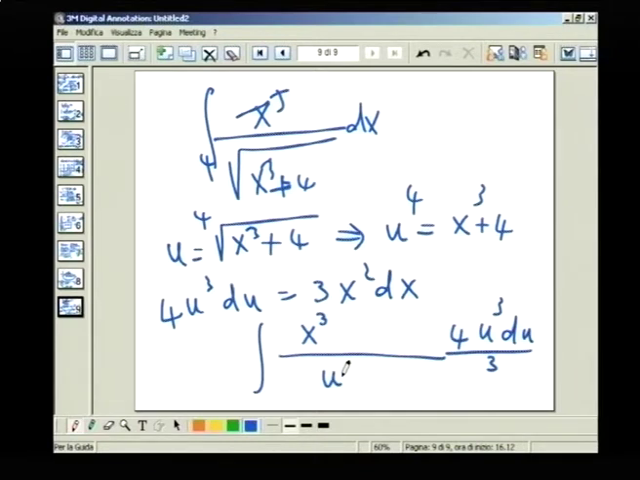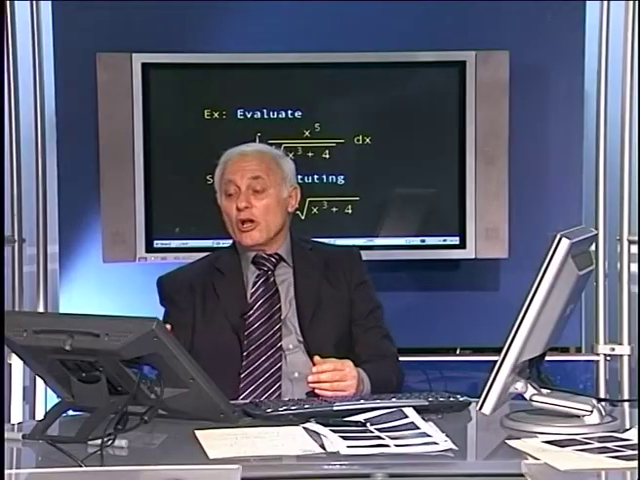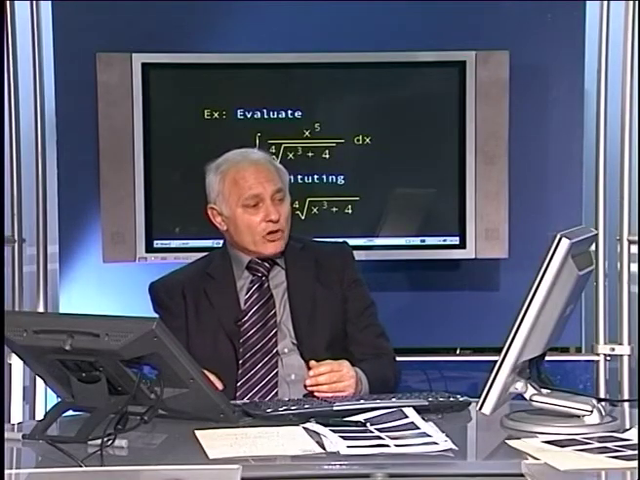Now you have u squared, but you have here x cubed. So what we do is the following. This cancels out and you have u squared, and here you have x cubed. So x cubed is equal to what? u to the power 4 minus 4. So at the end, you have 4 over 3 times the integral of u times u to the power 4 minus 4 du, and here it is. So we have succeeded.